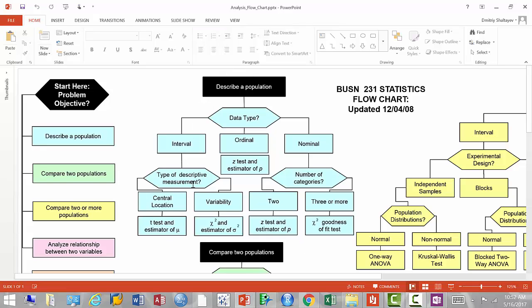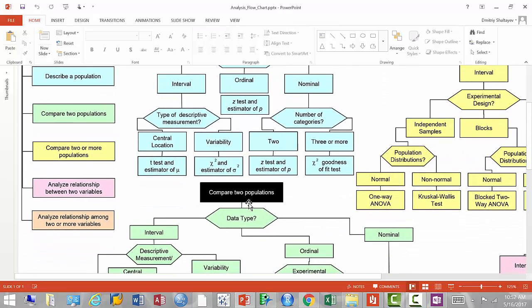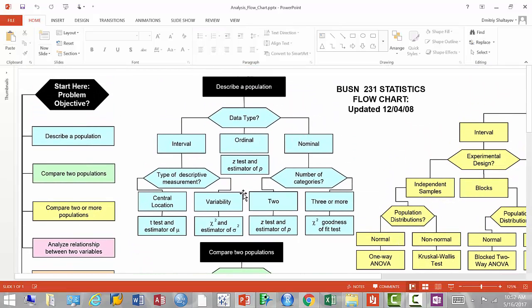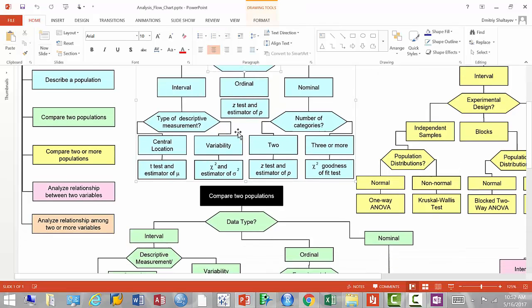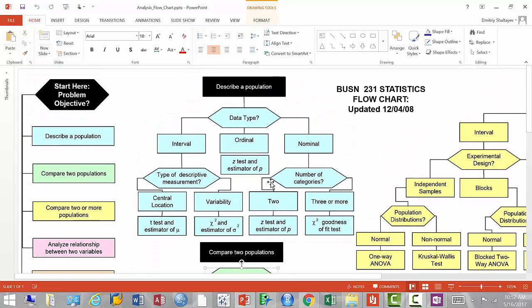Describe a single population. And also, if you look at the different decision trees in this flowchart, you can see that the first question, after you know what type of problem you're dealing with, like are you describing one population or comparing 2 or 3 or a relationship, is what data type are you dealing with? What data type are you dealing with, right? So here's what we did so far. Based on the data type, you're going to end up with different techniques and methods, right?